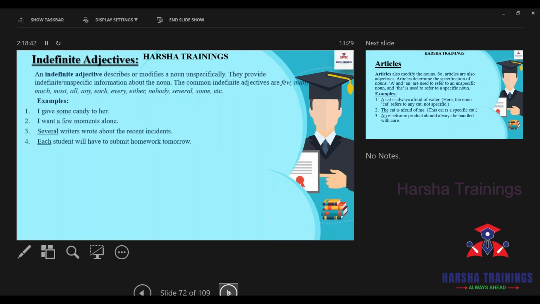Now coming to indefinite adjectives. As the name tells you, an indefinite adjective describes or modifies a noun unspecifically. For example, few, many, much, most, all these are indefinite adjectives. I gave some water to her. So how much water did you give her? Some water. So "some" becomes the indefinite adjective. It is an adjective, right?